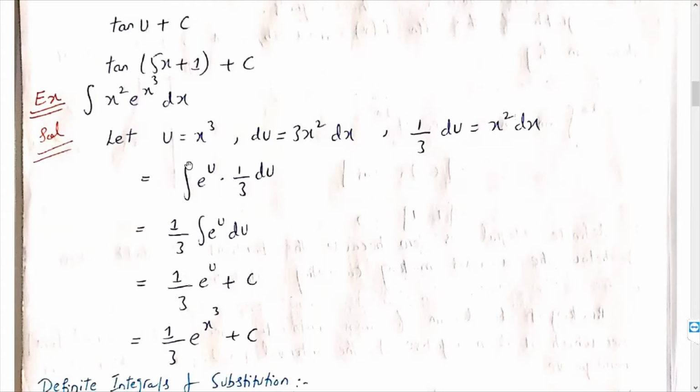Now in the integral of e raised to the power u, instead of x squared dx, I'll write 1 by 3 du. 1 by 3 is a constant, so I can take it out of the integral. So 1 by 3 integral e raised to the power u du. The integral of e raised to the power u is e raised to the power u plus c. Doing back substitution, I am getting 1 by 3 e raised to the power x cube plus c. So this is the integral of this expression.